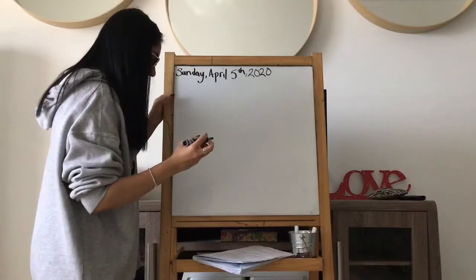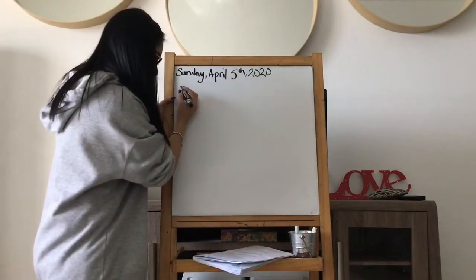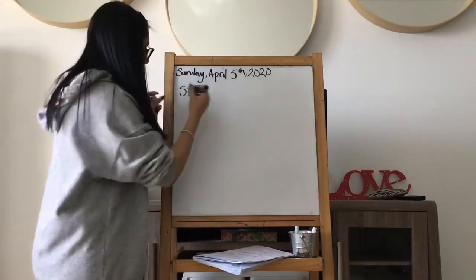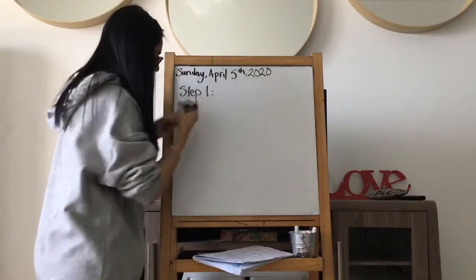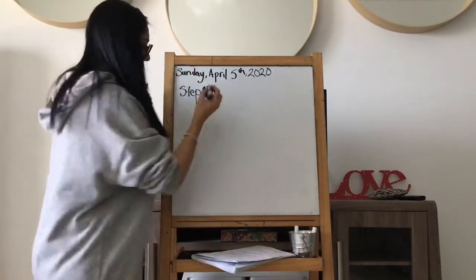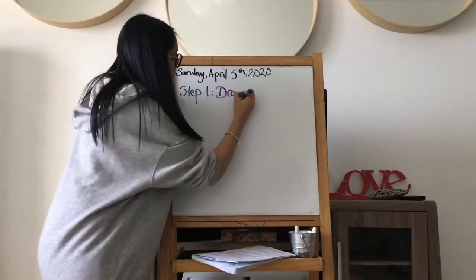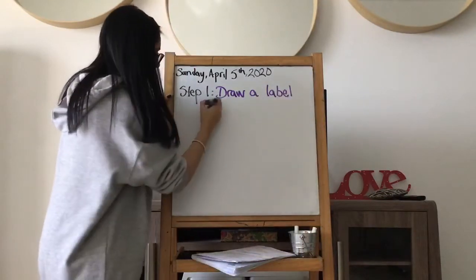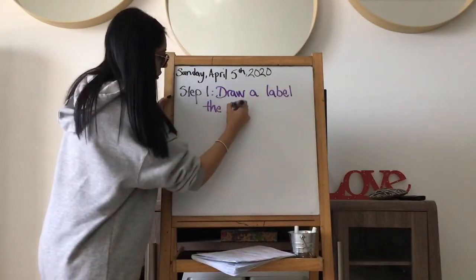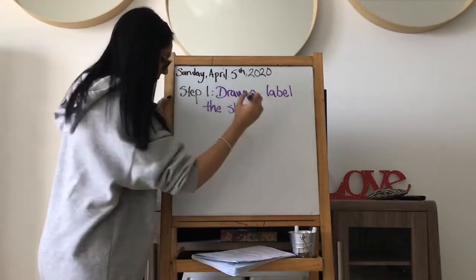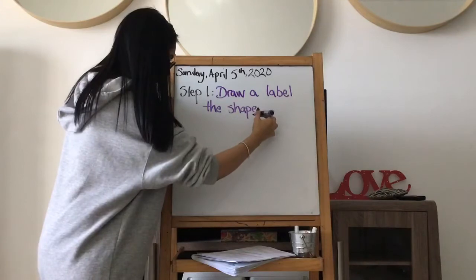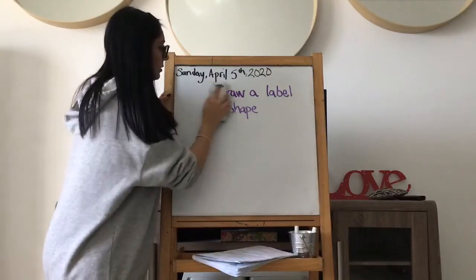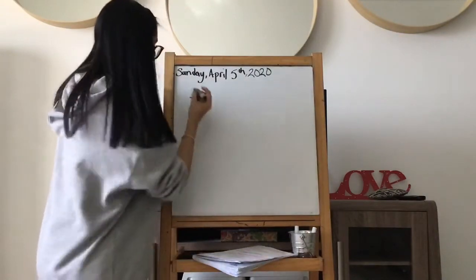Okay, let's do the steps. So, let's say step 1. Okay. Step 1 is to we'll say draw and label the shape, actually no, let's go back. Sorry. Erase that. Whoops.